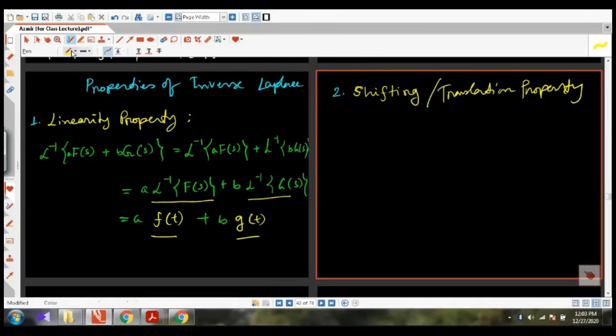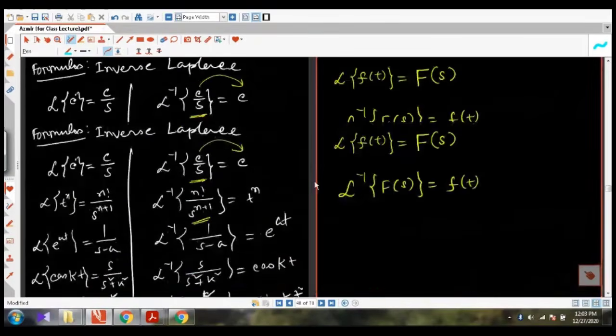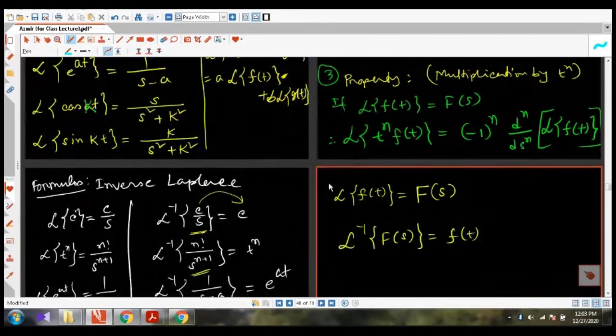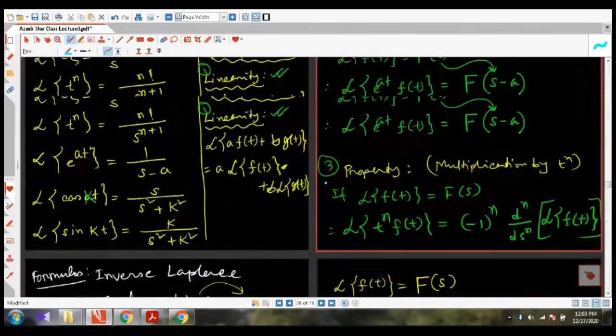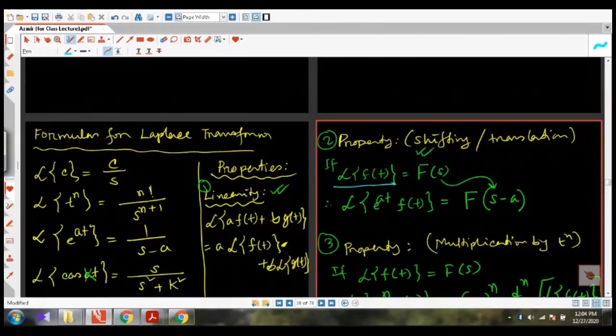In the shifting property, have a look at the previous property that you learned in Laplace transformation. The property says that if the Laplace transformation of f of t is F of s, then the Laplace transformation of e to the power at times f of t is F of s minus a. Now you have this one, and you have to get back to the previous part.